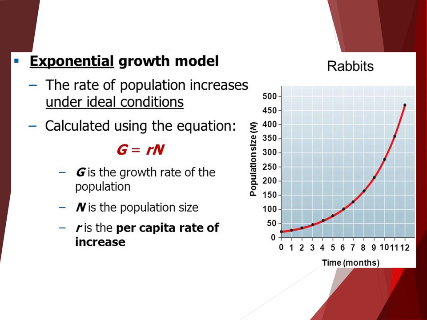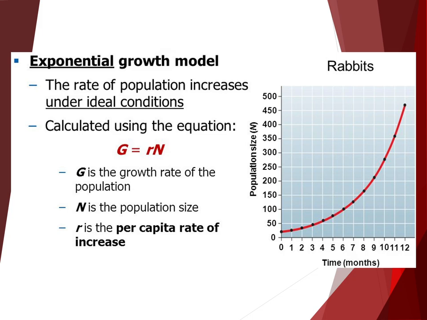The rate of increase of a population, which can be represented by lowercase r, is affected by factors such as the average number of offspring, the average lifespan, the age at which organisms reproduce, and survival of the young. Multiplying r by the current population size, represented by a capital N, is used to calculate the rate of a population's growth, represented by a capital G. This equation is written as G is equal to rN.